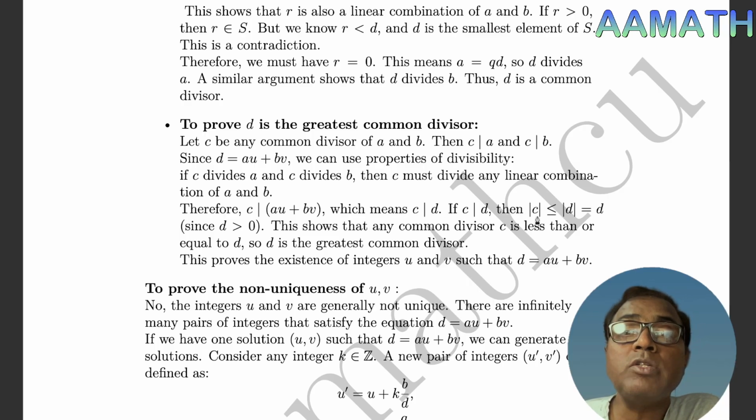So c divides d, that is, d is divisible by c. That is, modulus of c is less than or equal to modulus of d. Since d is positive, this is equal to d. This shows that any common divisor c is less than or equal to d. So d is the greatest common divisor of a and b.